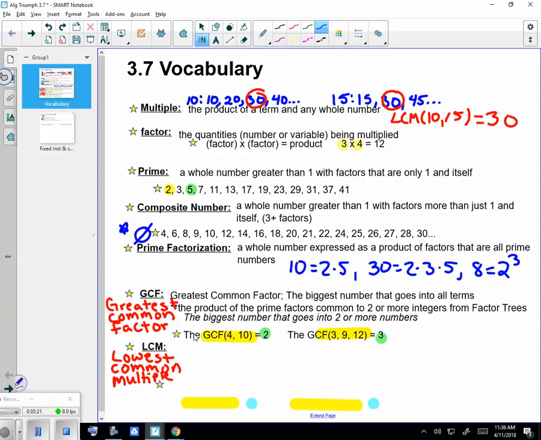We can see from the problem above, the GCF of 10 and 30 would be 2, we'd circle and cross, and 5, we'd circle and cross.